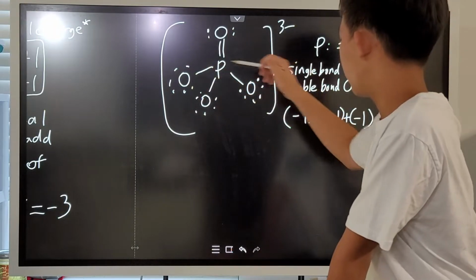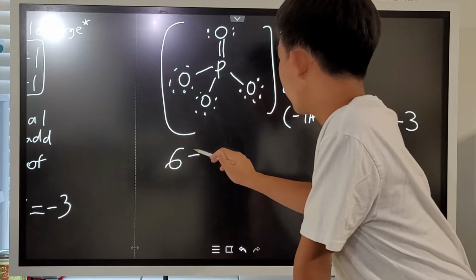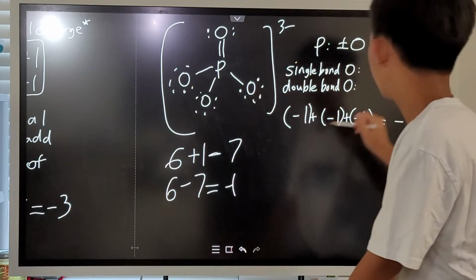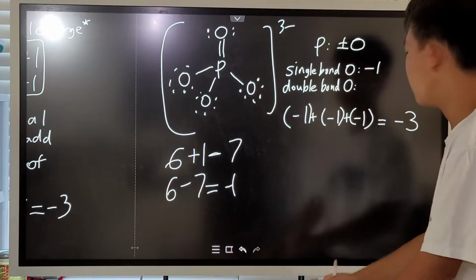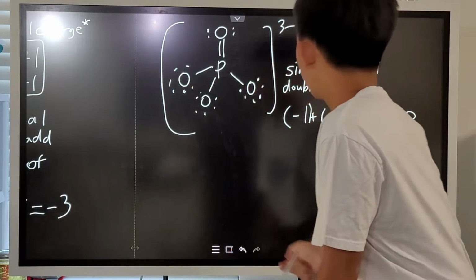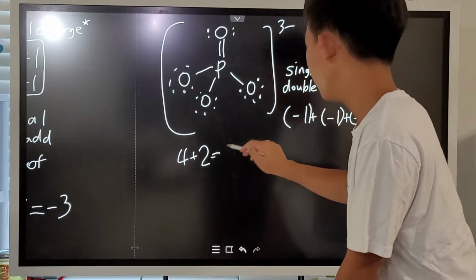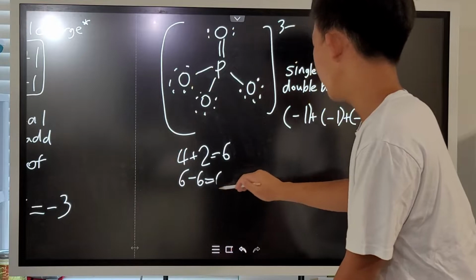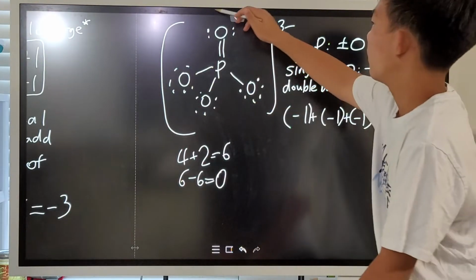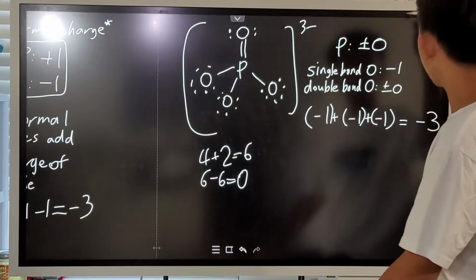So let's look at all of the oxygens with a single bond now. We have 6 non-bonding electrons, 1 bonding pair, 7. 6 minus 7 is -1. So all of the oxygens with the single bond have a formal charge of -1. And the oxygen for the double bond would be, well, let's see, 4 non-bonding electrons, 2 bonding pairs, 6 minus 6, 0. So which do you think is more reasonable? This structure or this structure?